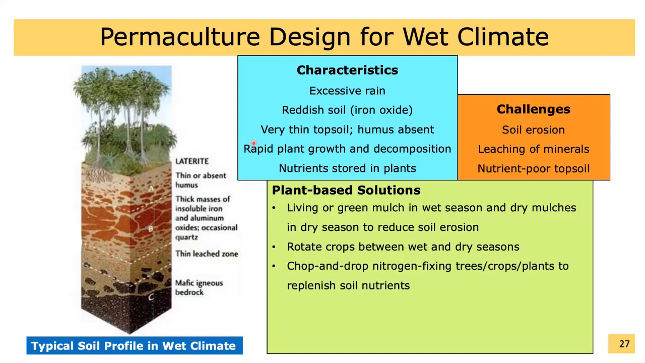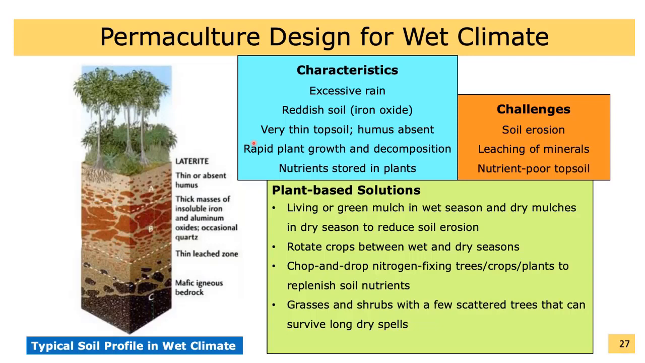Chop and drop method should be used for nitrogen fixing trees, crops, and plants to replenish soil nutrients. Grasses and shrubs with a few scattered trees can also help survive long dry spells in wet climate. Banana circle and pit composting is another solution for plant waste in wet climate.